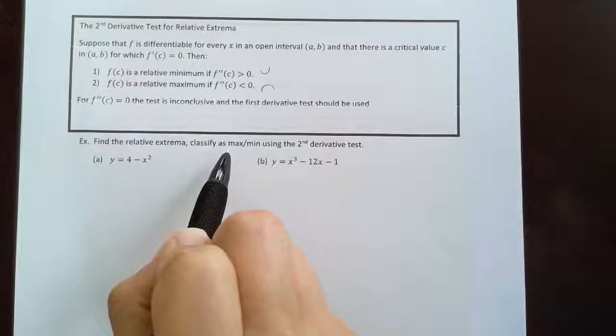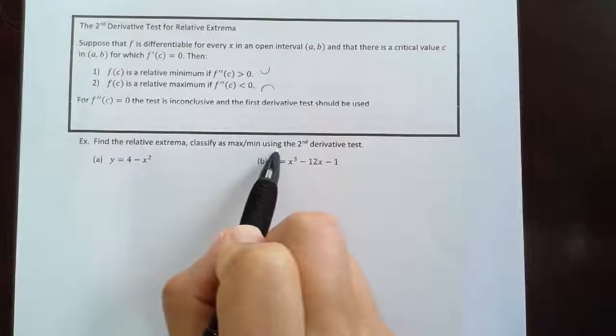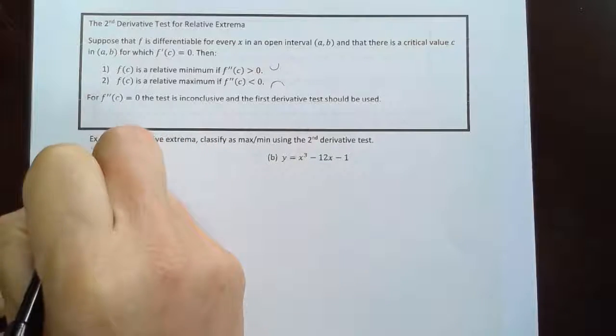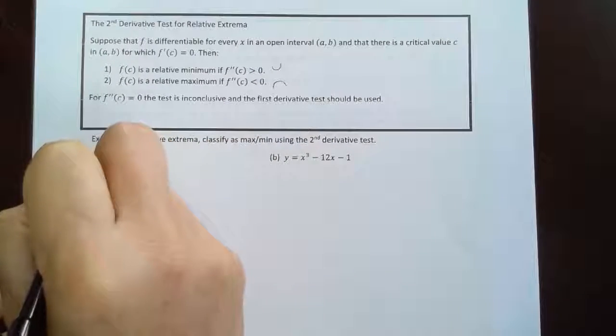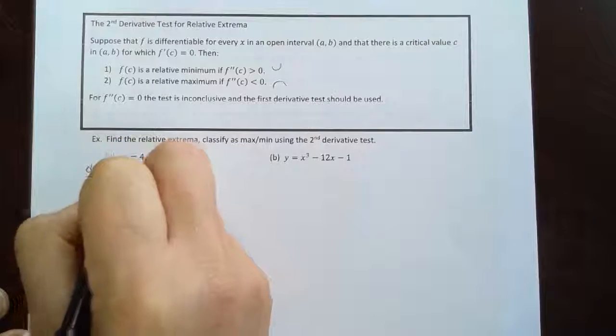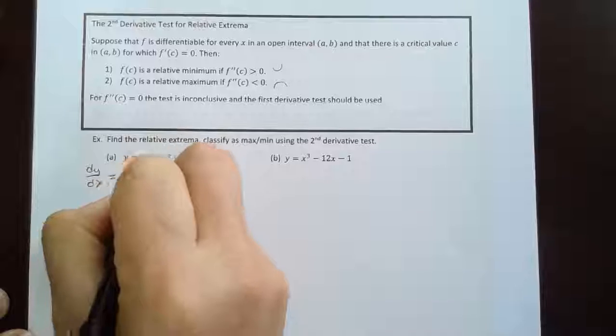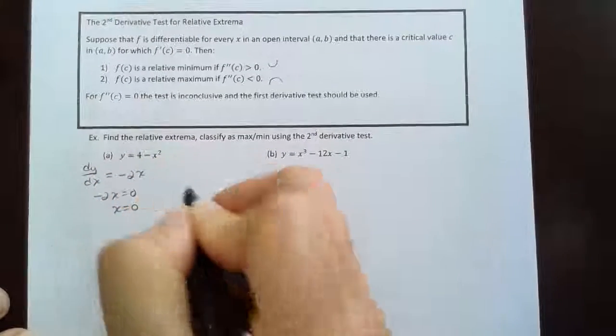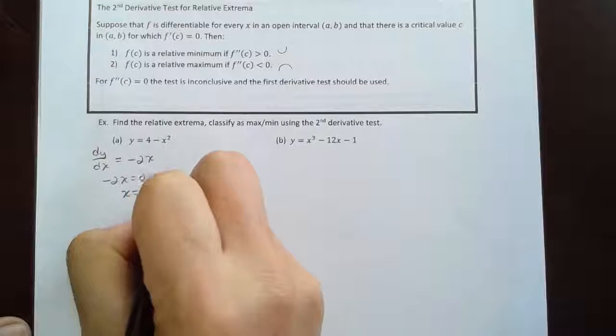Okay, let's find the relative extrema and classify them as max or min using the second derivative test. So first derivative to get the critical values. dy/dx will be equal to 0 minus 2x. Minus 2x is equal to 0 if x is equal to 0. So we have one critical number.